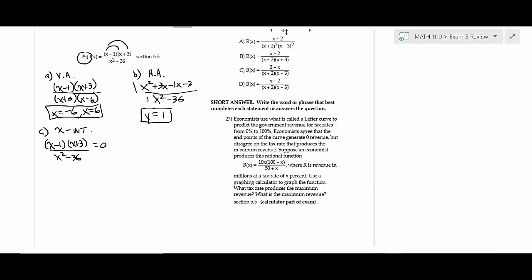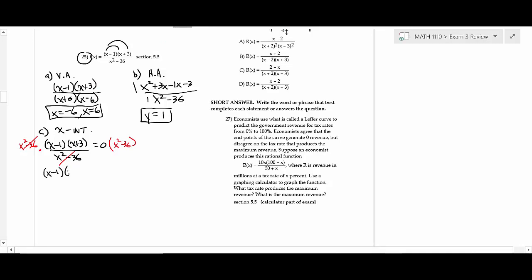You can skip this step, but a lot of times when I'm teaching this, I don't like to teach students to just set the numerator equal to 0. I prefer that you just do this and understand why you do that. So we're going to do that to both sides. That's going to end up giving you x minus 1 times x plus 3 is equal to 0. So that means the x-intercepts are x equals 1 and x equals negative 3. So you'd have a point (1, 0) and a point (negative 3, 0) like that.